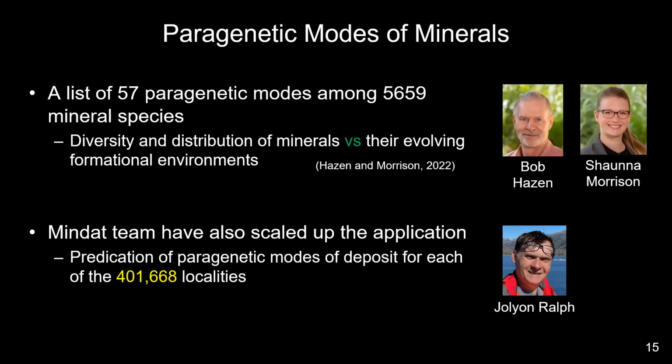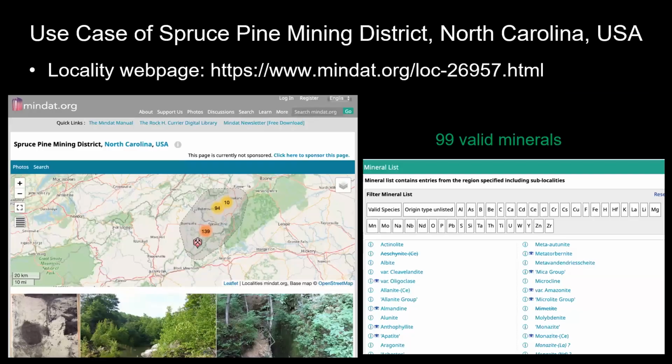And then the second one is called paragenetic modes of mineral species. Bob Hazen is an expert in the field of mineralogy, and he summarized a list of 57 paragenetic modes among almost all the mineral species. They show the diversity and the distribution of mineral species, and also their evolving formational environments. And Julian Raff also simplified the procedure and deployed this to all the 400,000 localities.